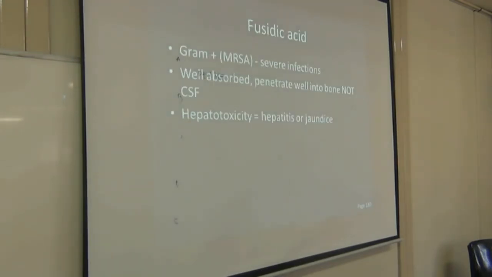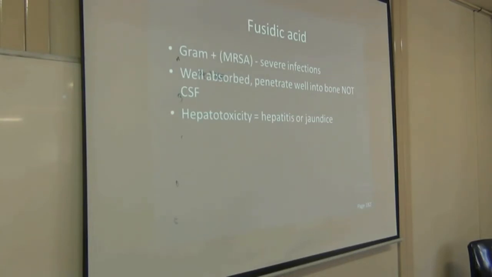Then fusidic acid is one of those standalone drugs. It's not in a family, like vancomycin, which is a little orphan among the cell wall synthesis inhibitors. That is what fusidic acid is, mainly for gram-positive MRSA infections.